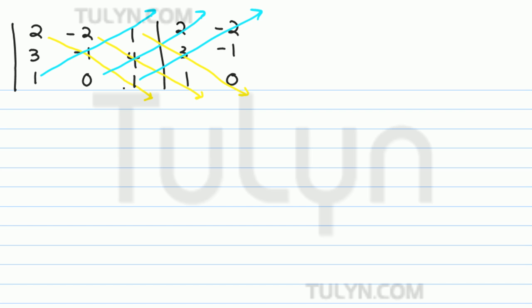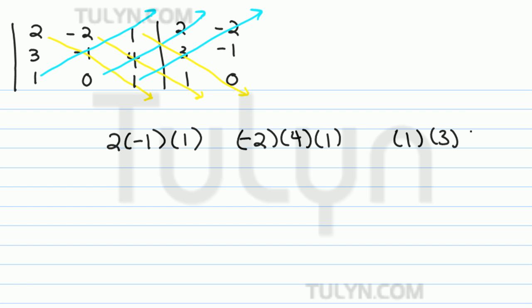And now what we do with these arrows is you should get the product of each of the values that the arrows touch. So let's do the yellow arrows first. The first yellow arrow touches 2, -1, and 1. So we want to multiply those together. So 2, -1, and 1. And then we want to do -2, 4, 1. -2 times 4 times 1. And then 1 times 3 times 0. And we want to add all of these together.